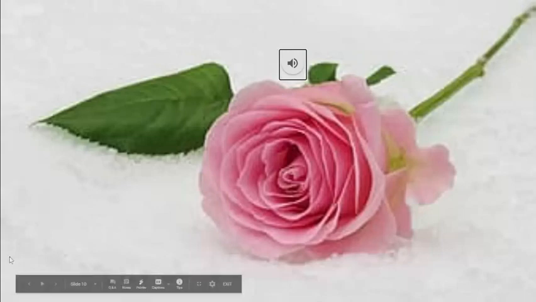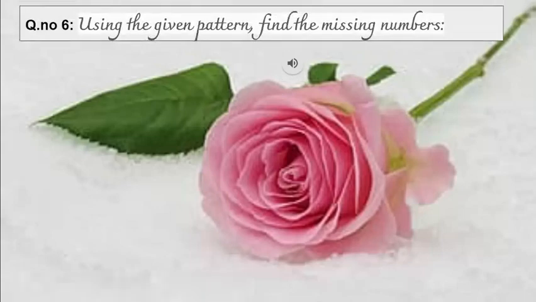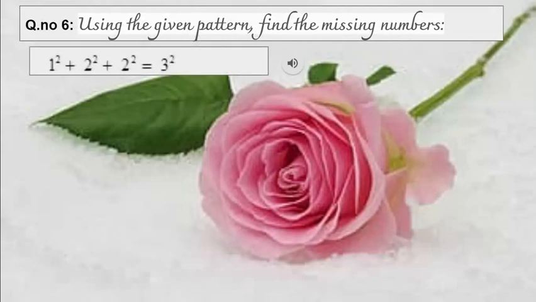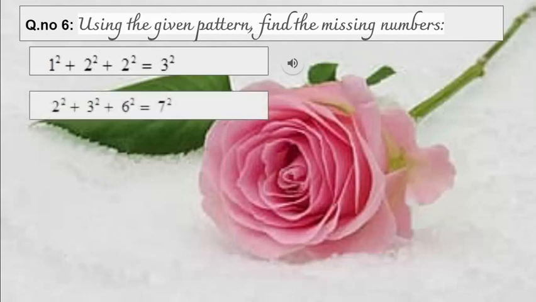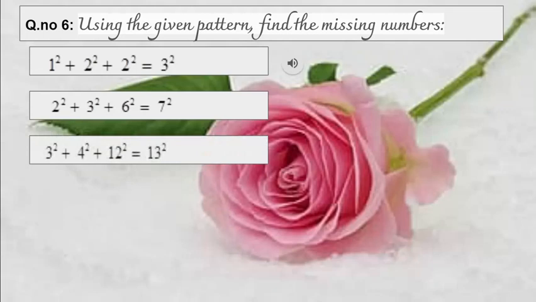Question number 6. Using the given pattern, find the missing numbers. So look at the pattern. You have some gaps at certain places, isn't it? So you have to fill the gaps. Here, if you observe carefully, you can see some patterns. So let's first observe the numbers. 1 square plus 2 square plus 2 square is equal to 3 square. 2 square plus 3 square plus 6 square is equal to 7 square.